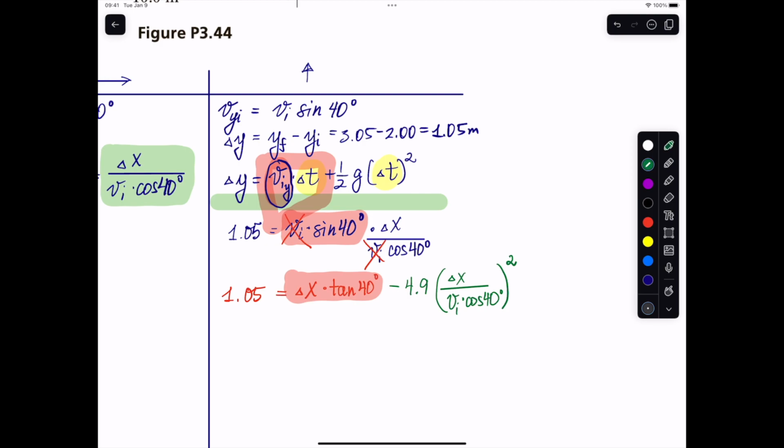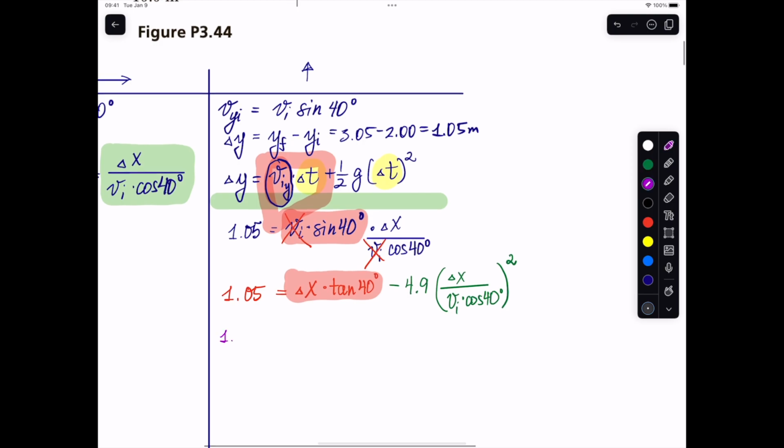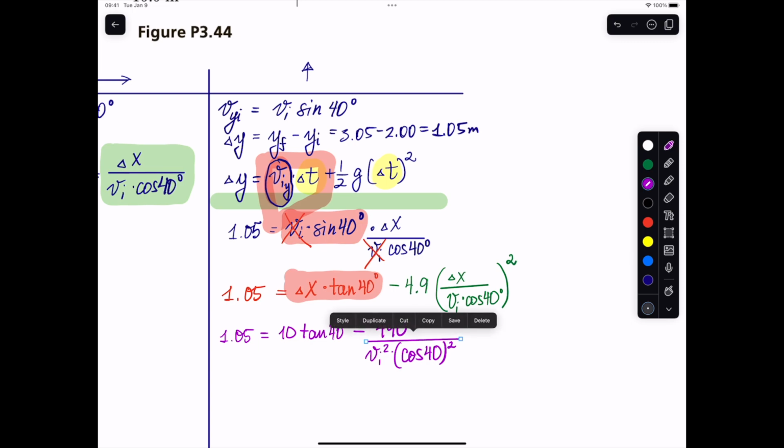So overall, this boils down to 1.05 equals 10 tangent of 40 minus, you know that 10 squared is 100. 4.9 times 100 is 490. Then I have V initial squared, and then remember that cosine of 40 is a number, so I just need to square that little puppy.